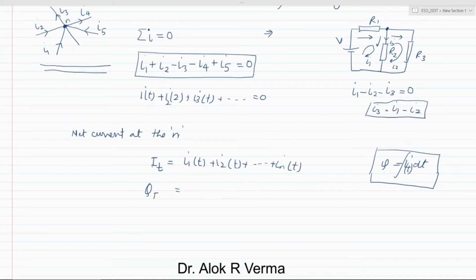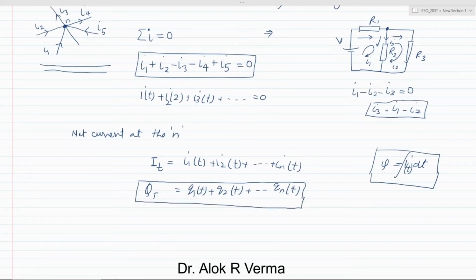We can write the total charge as q1 of t plus q2 of t plus ... qn of t, so sigma is not required. There are n branches coming to the node. There is a confusion, right? This n, you can make it an m: I of m and q of m. So m is the number of branches coming at the node n, and the total current at the node is the algebraic sum.